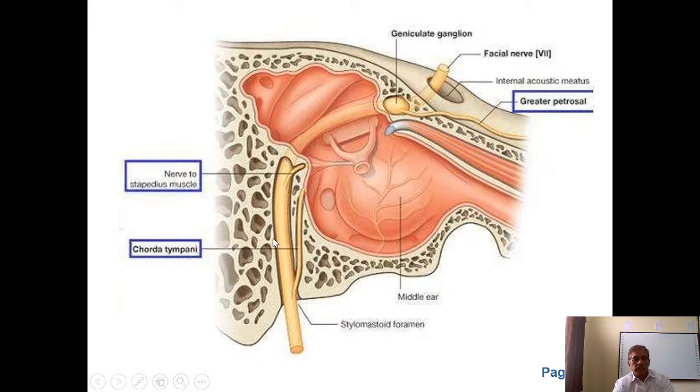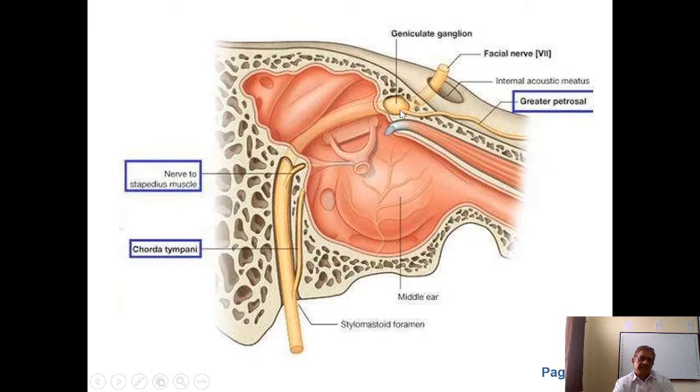And before it comes out, there is the geniculate ganglion. This is the ganglion where the facial nerve, as it comes through the internal acoustic meatus, passes through the labyrinthine part, and then when it comes to the middle ear cavity, there is a small ganglion, and from there a nerve comes out, which is called the greater superficial petrosal nerve.